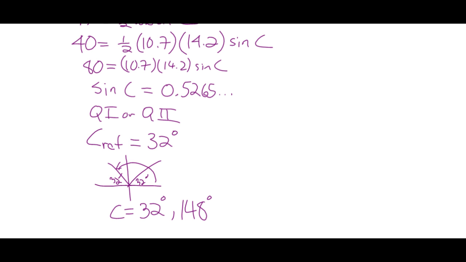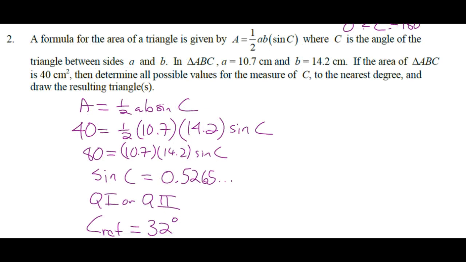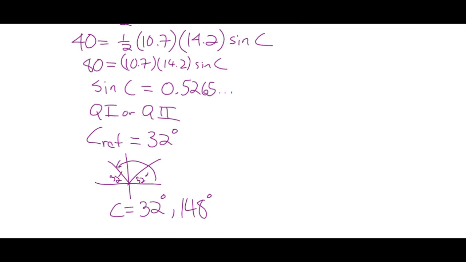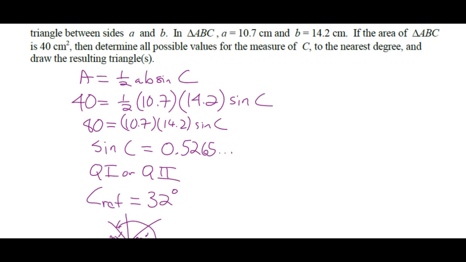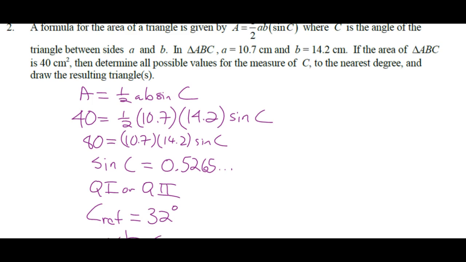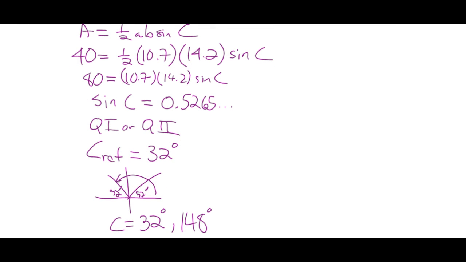Okay, those are both doable, right? I can make a triangle that's got a 32-degree angle between the sides, and because it asks us to draw them, so the area of them, to determine all possible values that we have, and draw the resulting triangles. Okay, so we got A and B, and A is 10.7. We'll make something that looks like about 30 degrees, and B is 14.2, and this is 32 degrees.